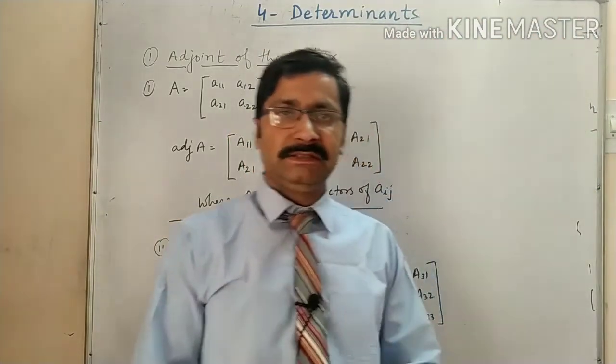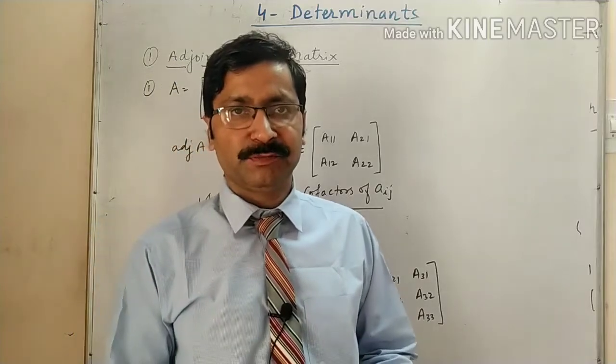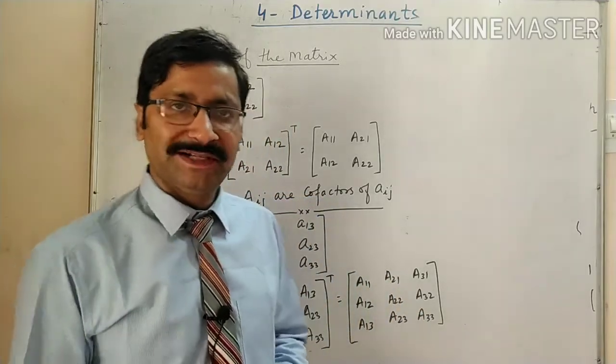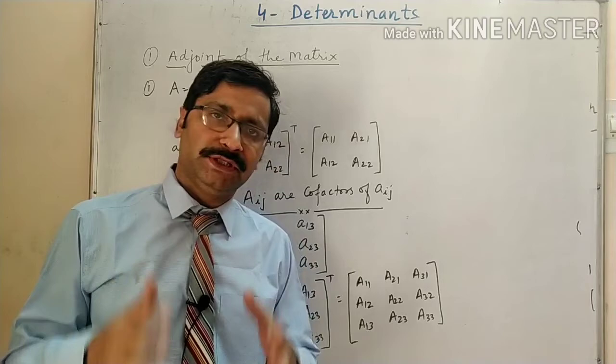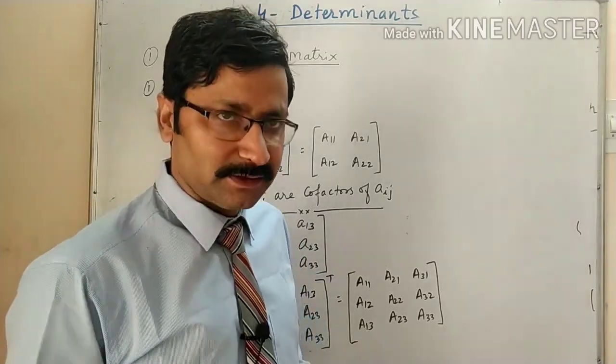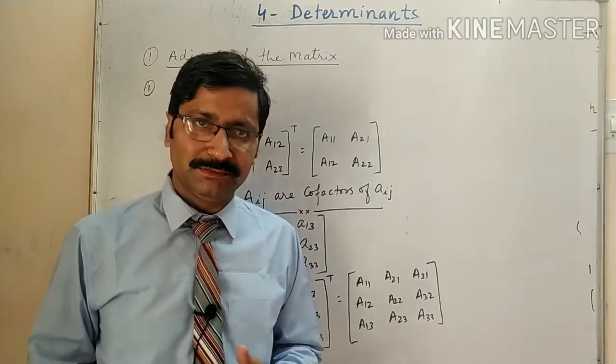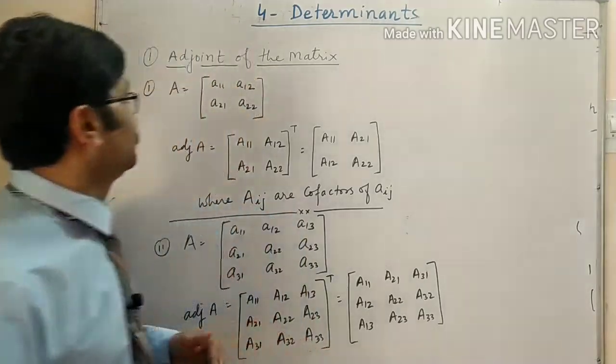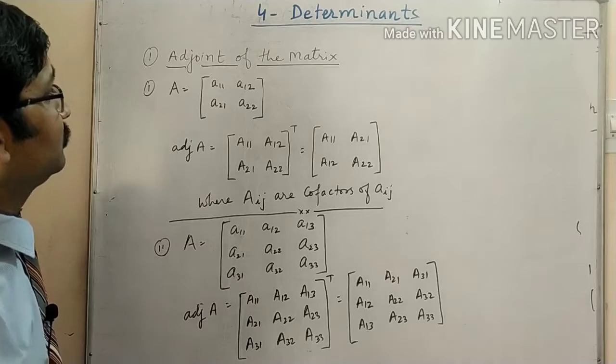We have done this topic, determinants. In this topic, many parts we have done. Minors and cofactors we have done, and what is the use of the minors and cofactors, that we will do today. That is the most important use of the minor and cofactor: one part is to find the adjoint of the matrix.